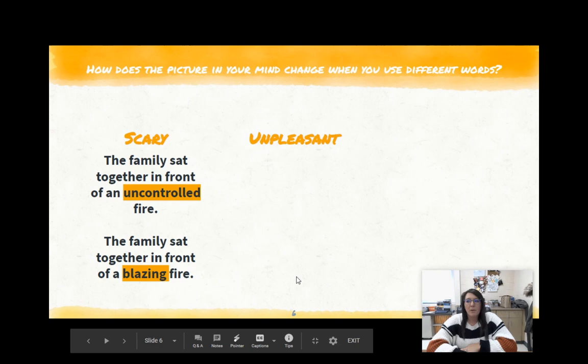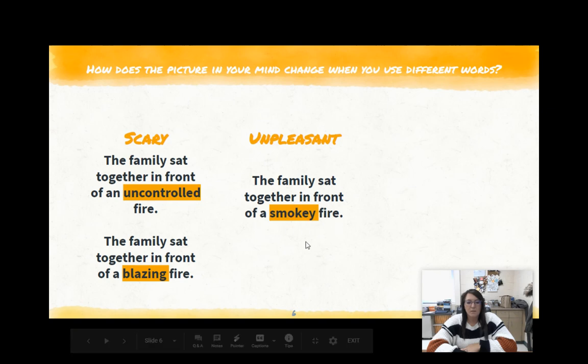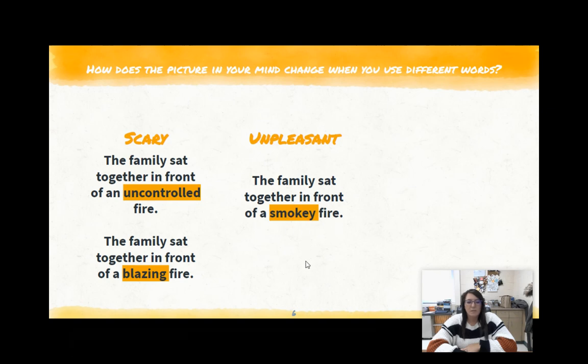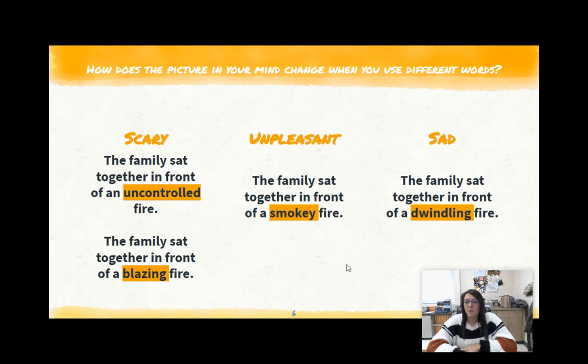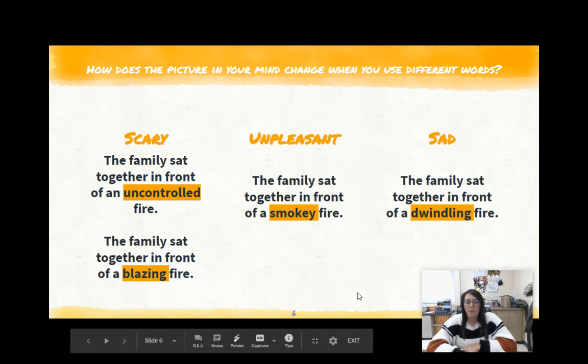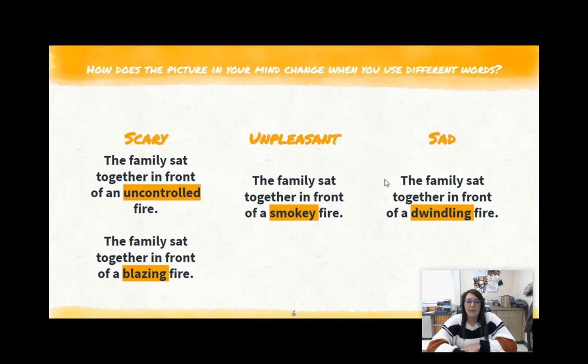So let's talk about an unpleasant feeling. The family sat together in front of a smoky fire, right? No one wants to sit in front of a smoky fire where the wind is blowing in your direction. So that smoke is just getting in your eyes and your hair smells like smoke. That's an unpleasant picture. A lot different from the family sitting in front of a warm fire together. And then we have a sad feeling. The family sat together in front of a dwindling fire, a fire that's going out. This paints maybe a more sad image in our mind.